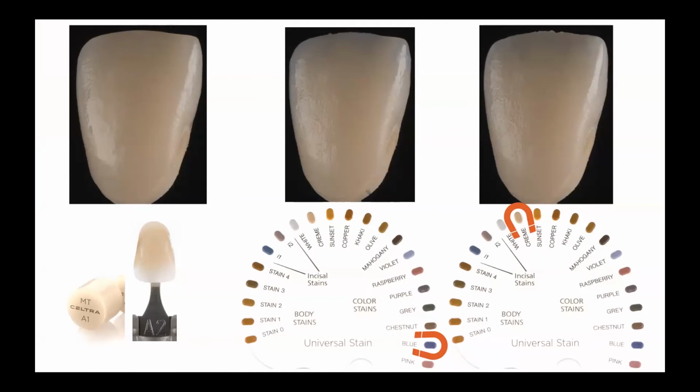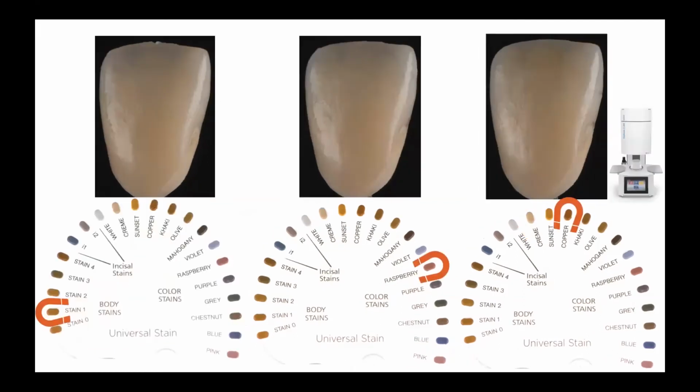The first thing that we do is to apply some blue to mimic the transparency of the enamel edge. After that, we create the halo effect with some cream. After that, we keep on applying staining. We apply our body stain, and this way we get the desirable shade and achieve the distribution of brightness.